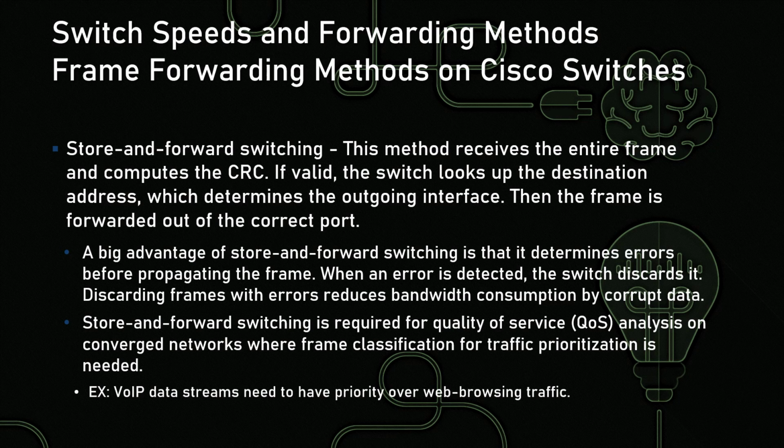Now, a big advantage here is that it determines errors before the frame is repropagated. So when an error is detected, it's going to go ahead and just kick it out, and it reduces the waste of bandwidth that is being monopolized by corrupted data. Now, store and forward switching is required for what we call QoS analysis, quality of service, on a converged network where we have to classify frames for traffic prioritization. So if we're not trying to prioritize devices, but instead are trying to prioritize services, we have to use store and forward. VoIP data streams, of course, are an example of a specific type of traffic that we might frame classify, versus web browsing traffic that would use port 80 or something similar. We would then need to shift priority there for VoIP.